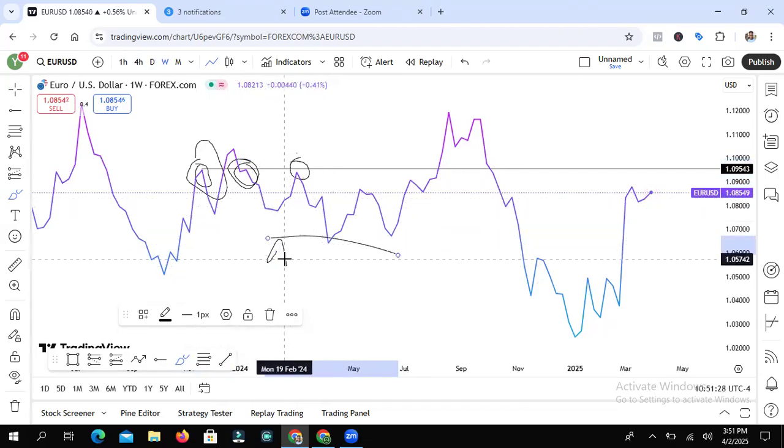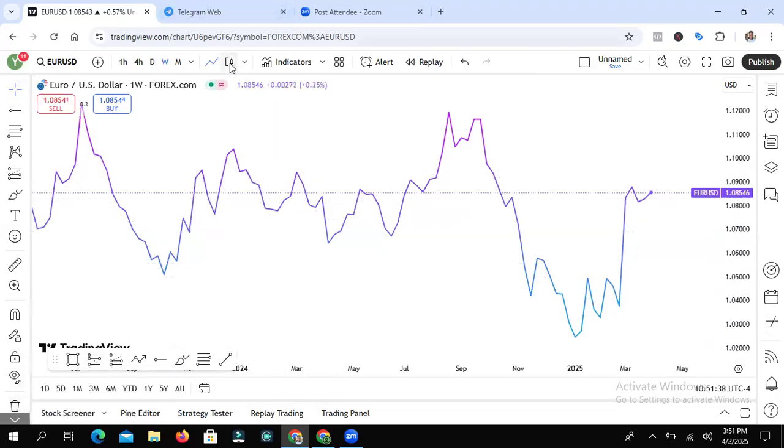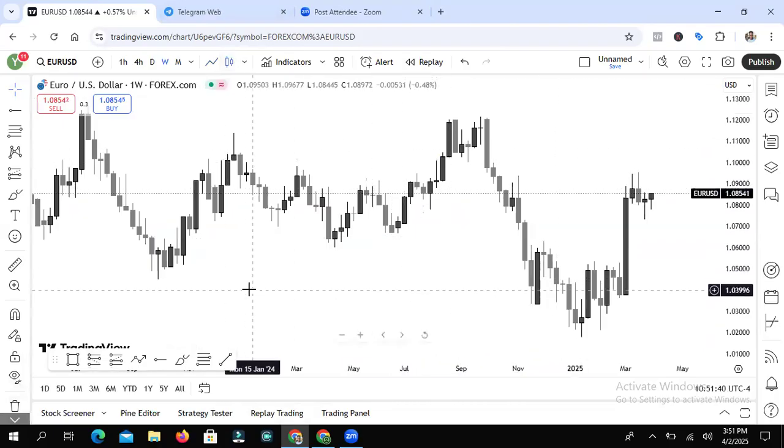An A-shape is an A-shape regardless of the size. Understand? So look at how they drop here. Let's go through more examples. I will show you how to spot it.